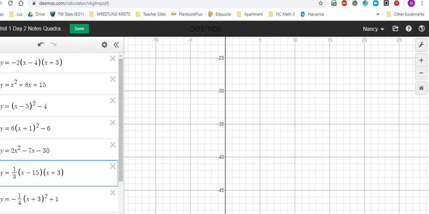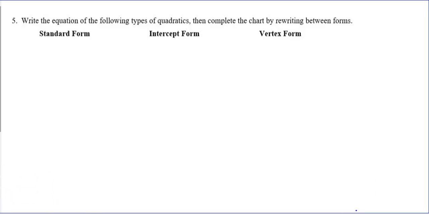This is Unit 1, Day 2, and we're starting on page 2 of your notes packet, midway down where it says quadratics. Quadratics are functions that have an x squared in them.